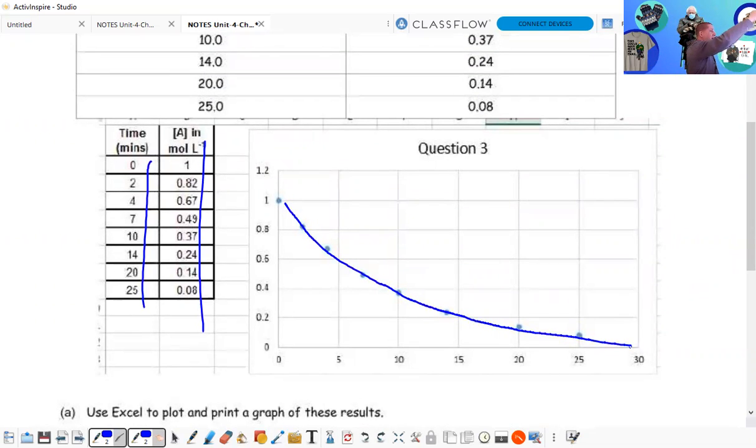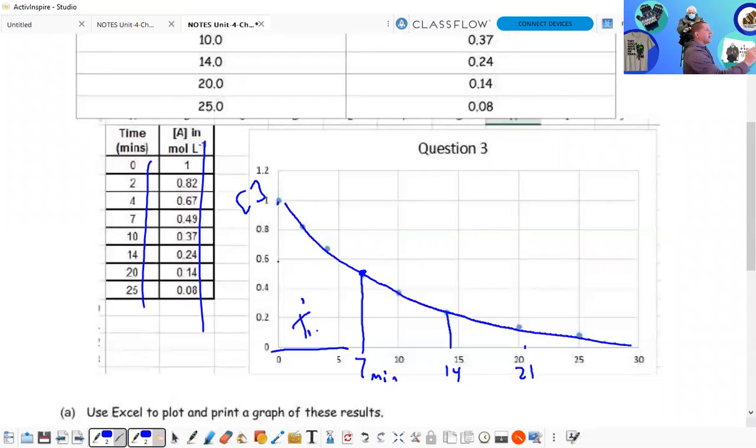If you look at the graph, we're starting at 1 molar. So at 0.5, we're right around 7 minutes. Half of 0.5 is 0.25, which is at 14 minutes. And then 0.125 is at 21 minutes, which means this thing has a consistent half-life of 7 minutes.